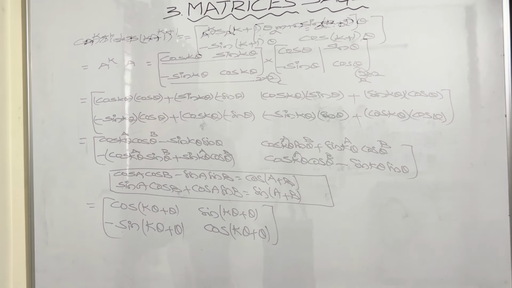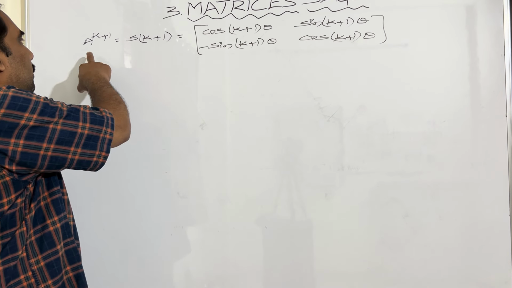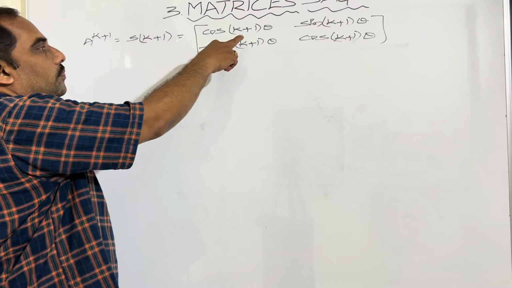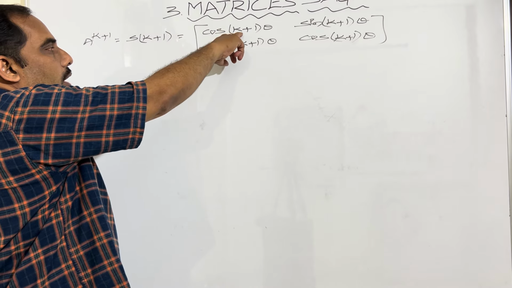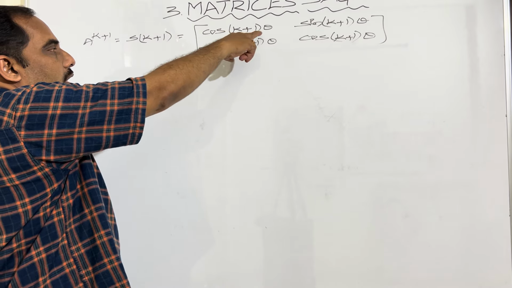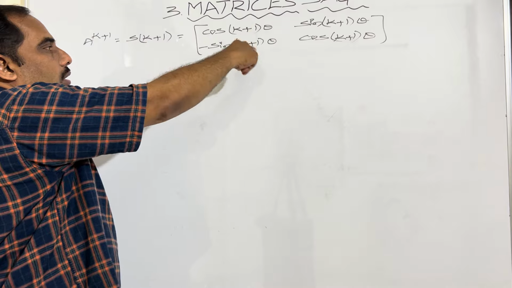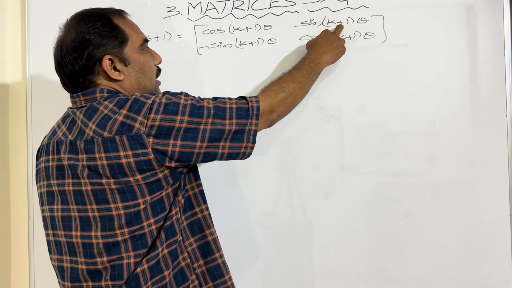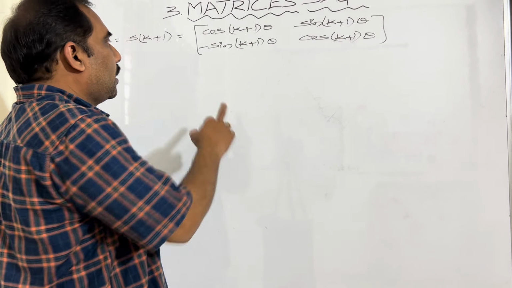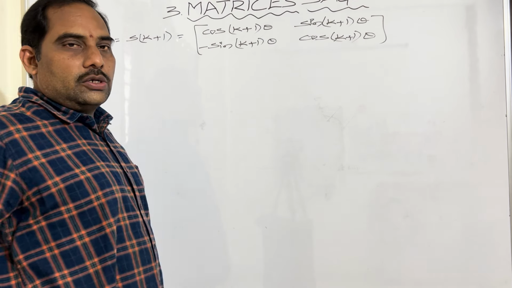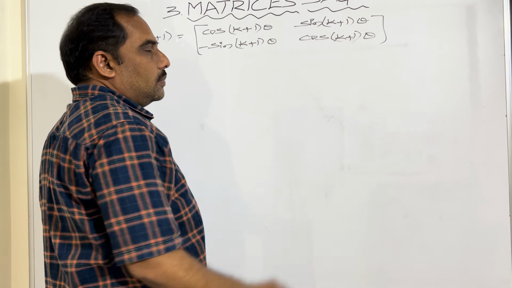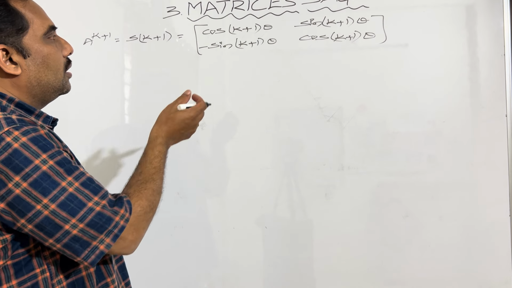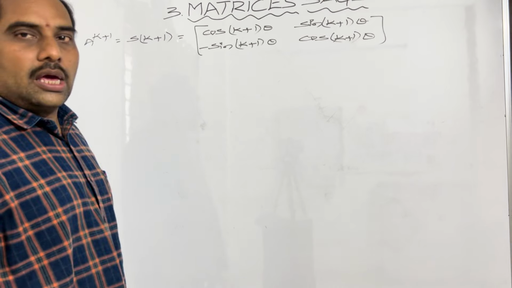Further, now in S of k plus 1, that is, we consider A power k plus 1. After taking theta common, we have k theta plus theta. If you take theta common in all the elements, we get cos of (k plus 1) theta, sin of (k plus 1) theta, and minus sin of (k plus 1) theta, and cos of (k plus 1) theta.